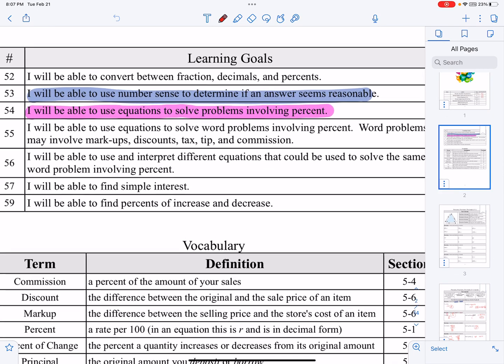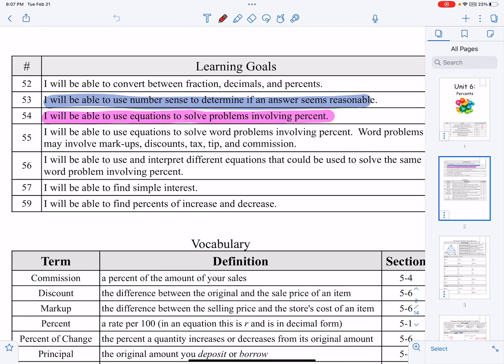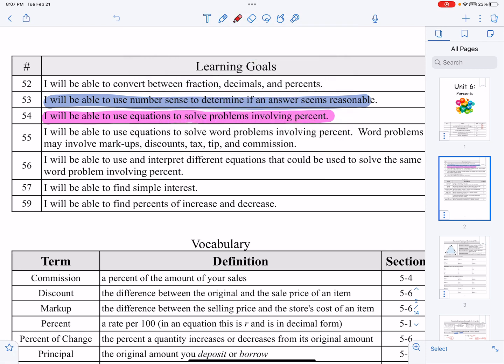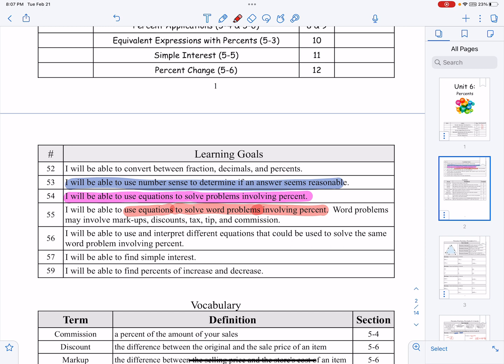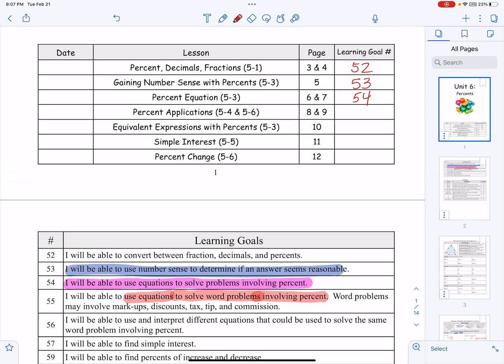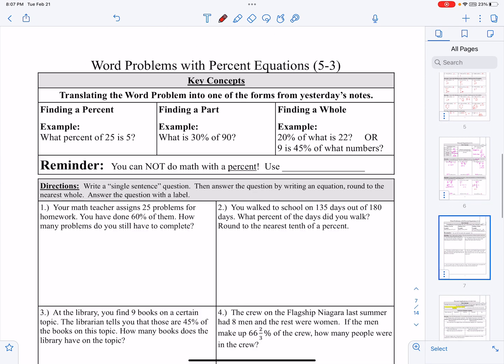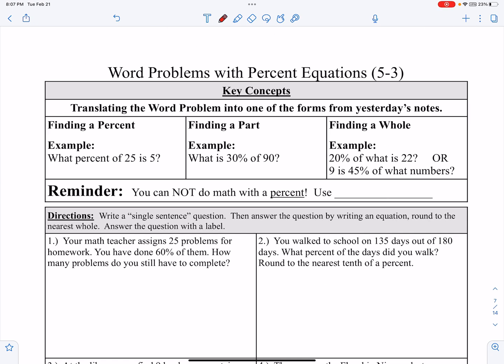We're going to continue solving problems that involve percents, but we're also going to focus on using equations to solve word problems involving percents. And so we have 54 and 55 today, also adding 55 here for page 7. So let's go down to page 7, and we can take a look at your word problems lesson today.